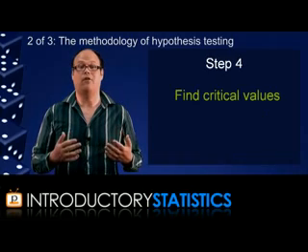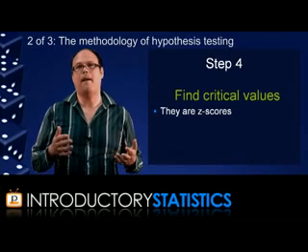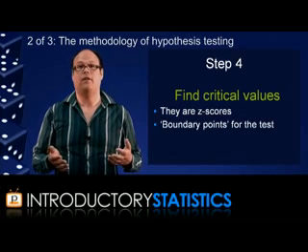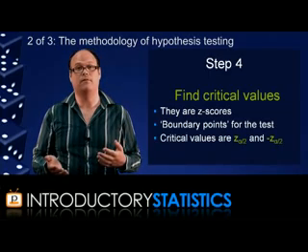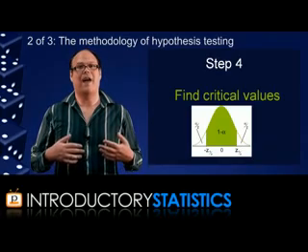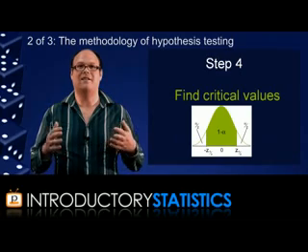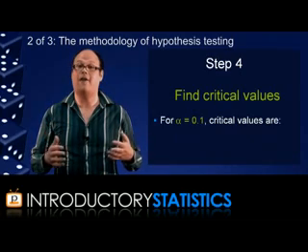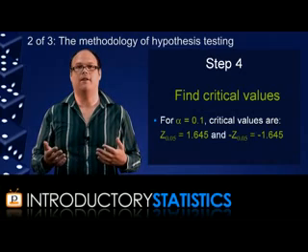Next, we determine the critical values. These are z-scores determined by the level of significance. They're like boundary points for your test. For a level of significance alpha, the two critical values are z sub alpha on 2 and minus z sub alpha on 2. These values are such that, as a proportion, alpha of the standard normal distribution lies outside the critical values. For alpha equal to 0.1, the critical values are plus and minus 1.645.